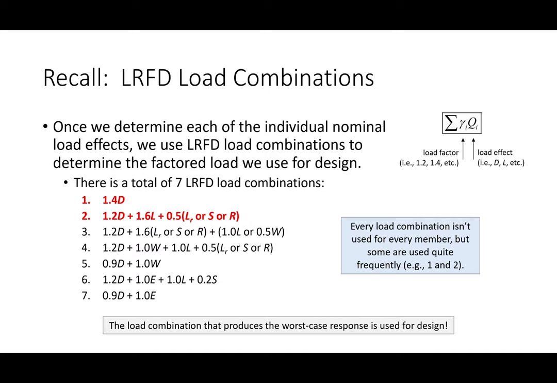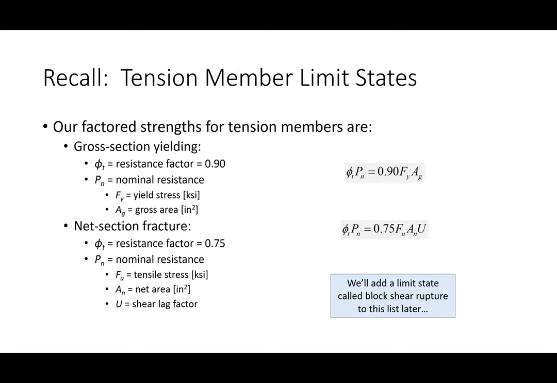For today's example, we're really only going to need to look at these two, and really only one of them, because I think you'll be able to observe that one's going to govern given the values that are presented. These are the limit states that we're going to be assessing. We've got two strength limit states and one serviceability limit state. This is our limit state for gross section yielding and net section fracture. We are going to have an additional one for block shear. We'll talk about block shear later, but for now, we're only assessing these two for strength.